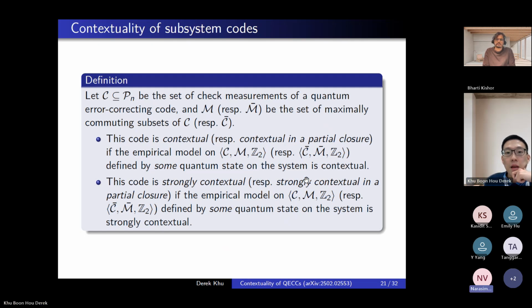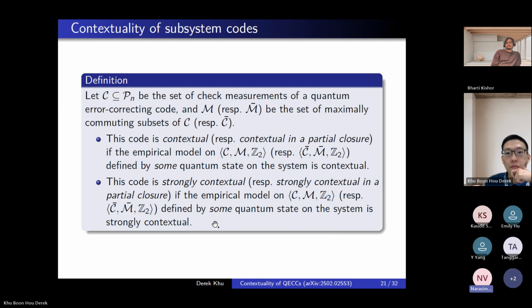So just to clarify, if I connect back to what was said previously, when you say the empirical model defined by some quantum state being contextual, it means that there exists some quantum state. Yes, this means there exists a quantum state for which the empirical model is contextual, because the empirical model is defined by measuring the check measurements on some quantum state.